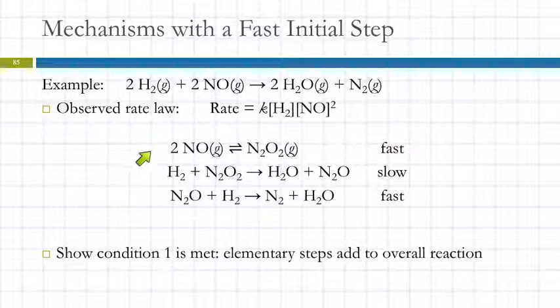Now we're adding to this and we're saying, okay, this is the mechanism for this reaction. The first step is fast, the second step is slow, and then the third step is fast. We could check and add all these equations together, and those should give us our overall equation.